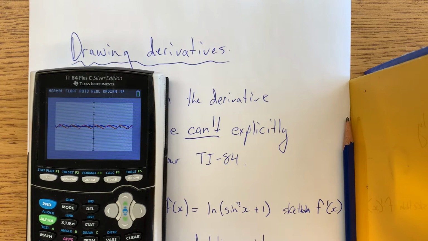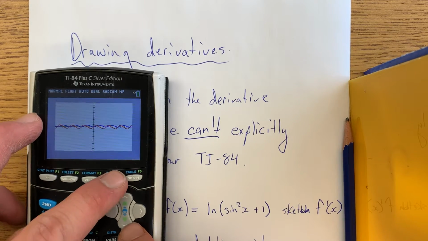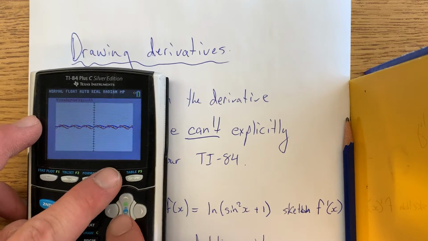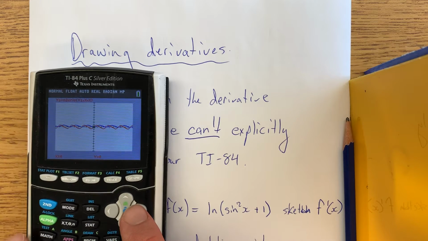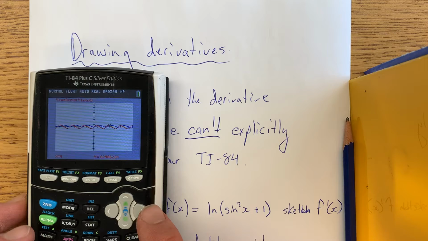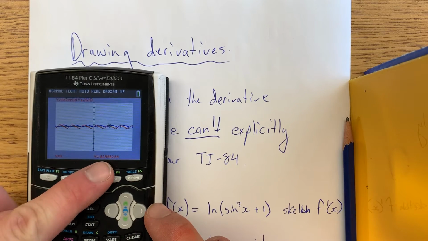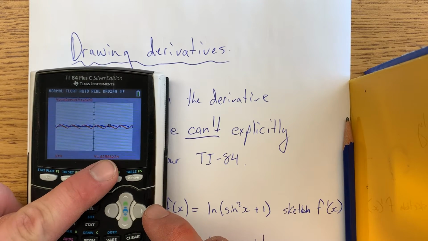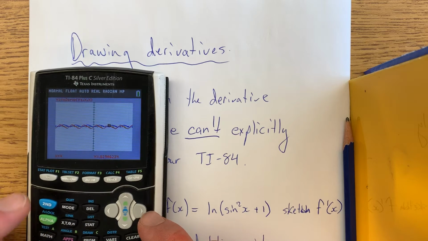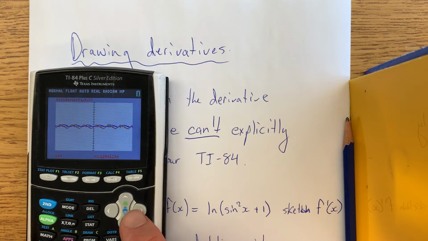Excellent. Now, I can find the point of intersection of these things. The other thing that I can do now is I can trace. So I can trace along my derivative function. I can say, okay, well, what's the derivative at a point where x equals 4? Well, at x equals 4, and I don't know if you can see it on there, the derivative is 0.629062334. So I can use trace once I've got a graph of the derivative.